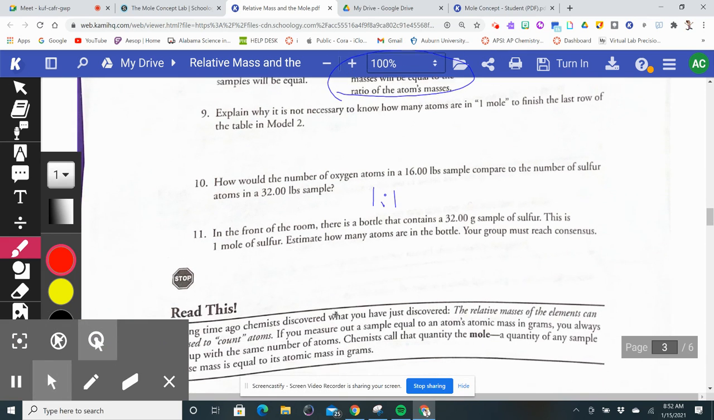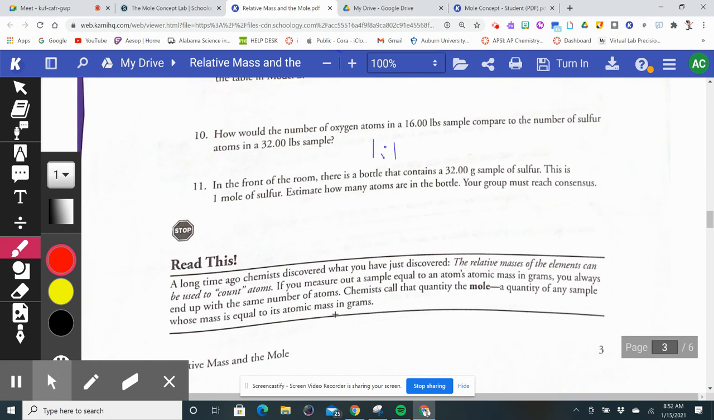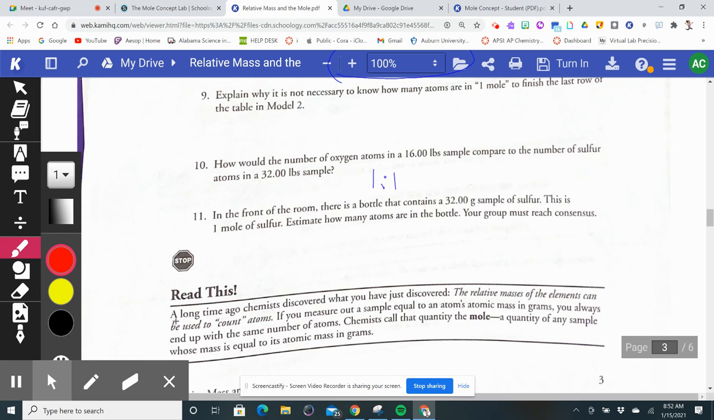All right, number 11. In the front of a room, there's a bottle that contains 32 grams of sulfur. This is 1 mole of sulfur. Estimate how many atoms are in the bottle. There are 32 grams of sulfur in the bottle, and that's 1 mole. How many atoms would that be?